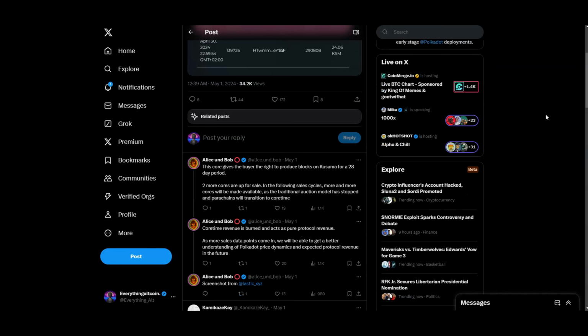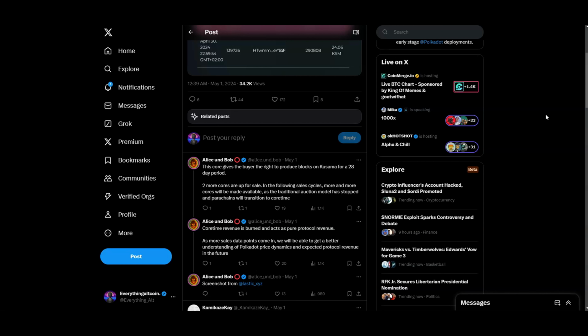But what comes with that? Let's scroll down a little bit. The core gives the buyer the right to produce blocks on Kusama for a 28-day period. Two more cores are up for sale. In the following sale cycles, more and more cores will be made available, as the traditional auction model has stopped and parachains will transition into core time. This is important, guys. Core time revenue is burned, right? And acts as pure protocol revenue.